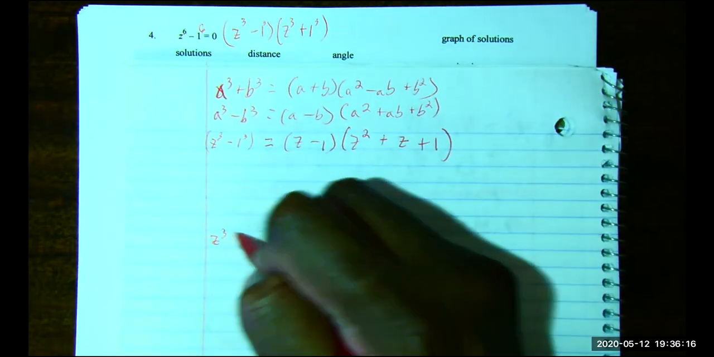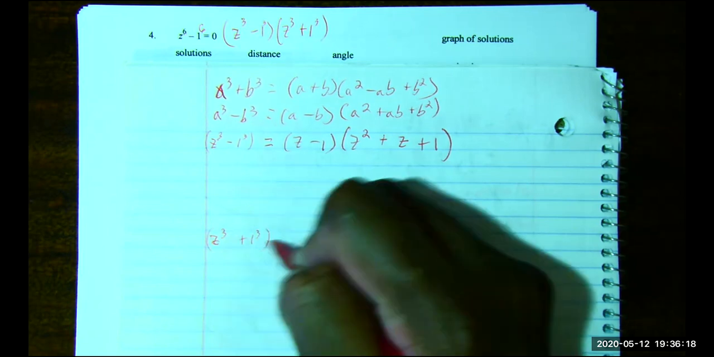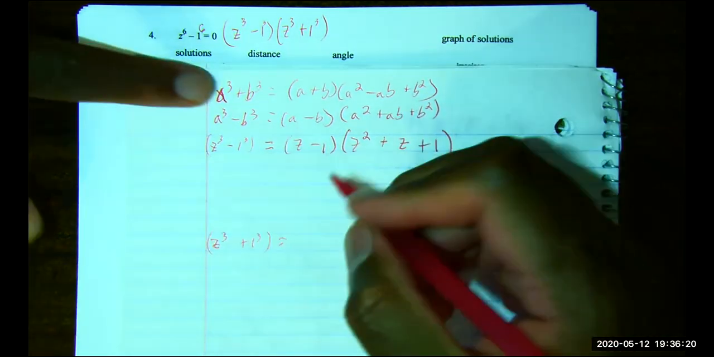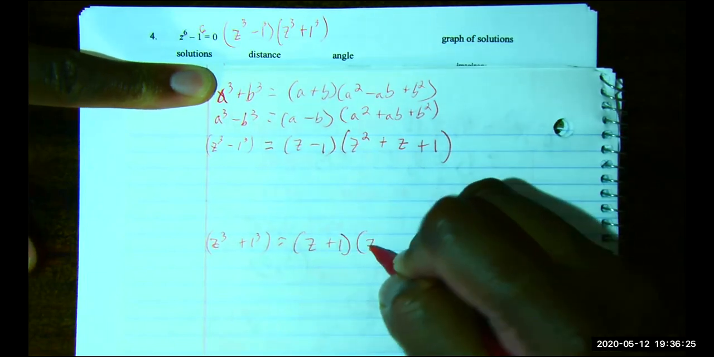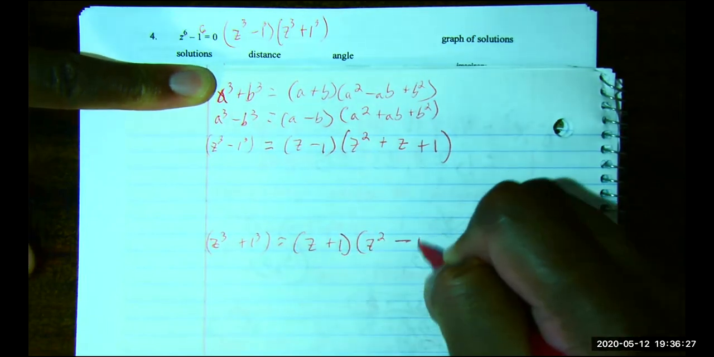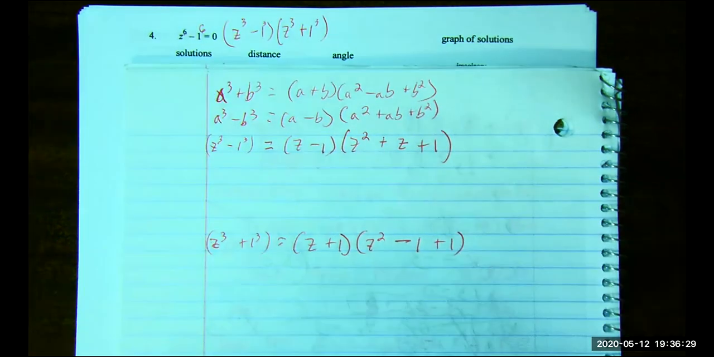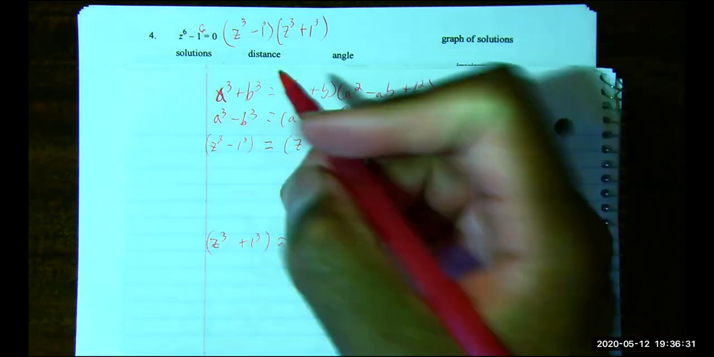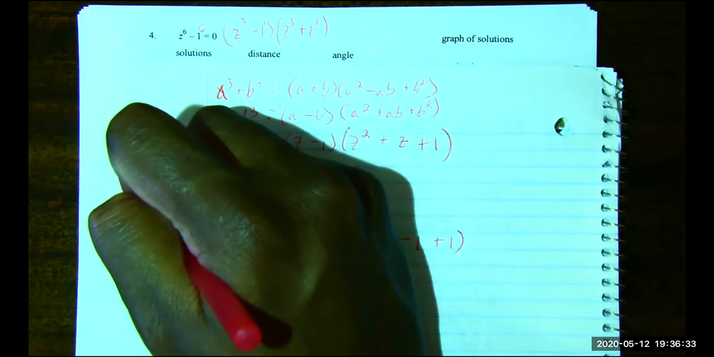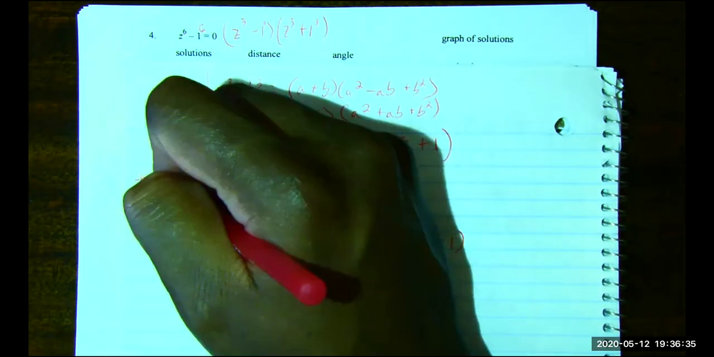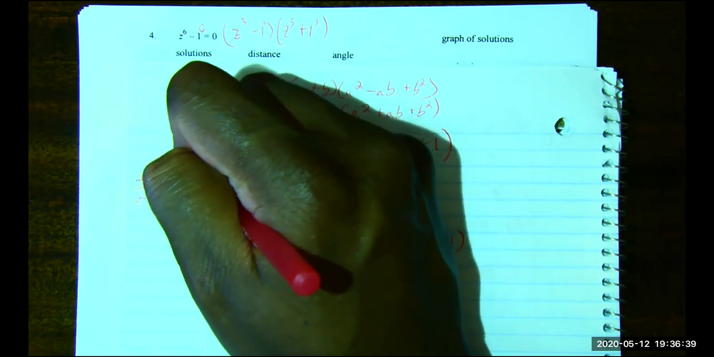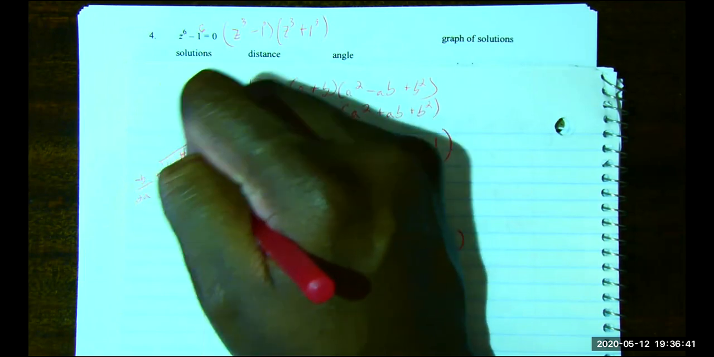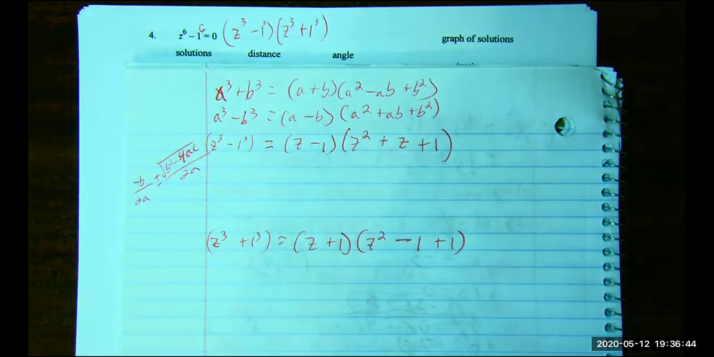I'm just going to go ahead and get the other. z cubed plus 1 cubed equals z plus 1, z squared minus 1z plus 1. Okay. And again, I'm writing this just to make sure I don't leave anything out. It's always good to have those little reference points.